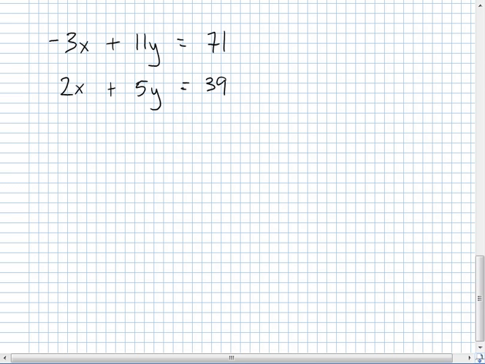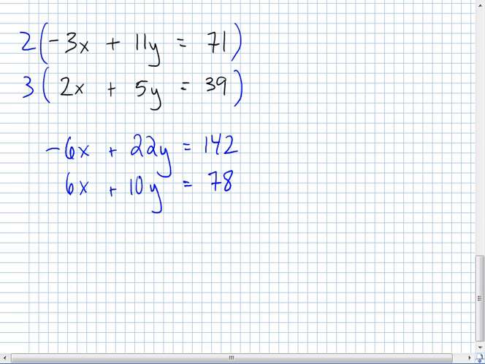Okay, so hopefully you paused the video and you tried that. You could do it either way, but I'm going to do it by eliminating the x's. To do that, I have to first of all make the x's be the same. In other words, multiply the first equation by 2 and the second one by 3. By doing that, I'll get 6x for the first term for both of them. Well, negative 6x and positive 6x, which is what we want. So there's the first equation, and there's the second one. So now my x's have the same value, just opposite signs.